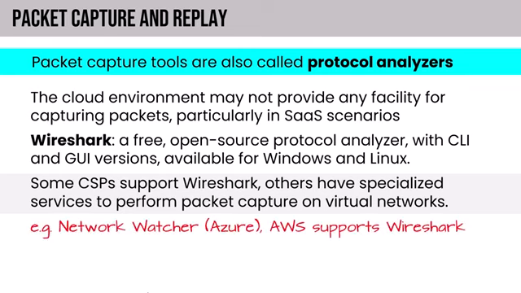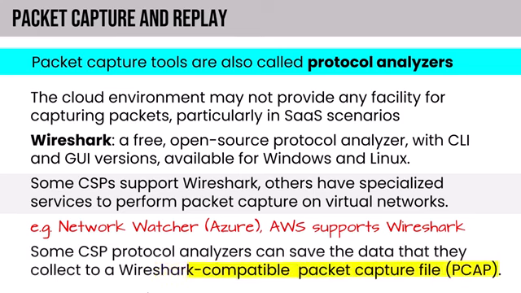So two good examples. In Microsoft Azure, there is Network Watcher, which is a specialized packet capture medium. AWS supports Wireshark directly. Incidentally, Network Watcher in Azure produces PCAP output that we can open in Wireshark. So your CSP protocol analyzers can actually save the data that they collect to a Wireshark-compatible packet capture file, or PCAP, which is the case in Azure and a couple of other platforms that come immediately to mind.